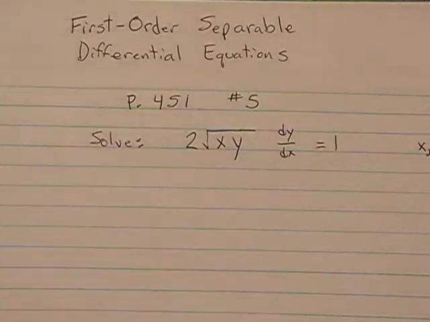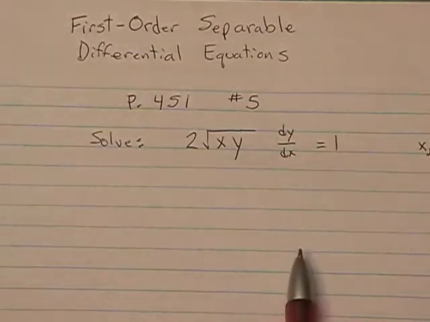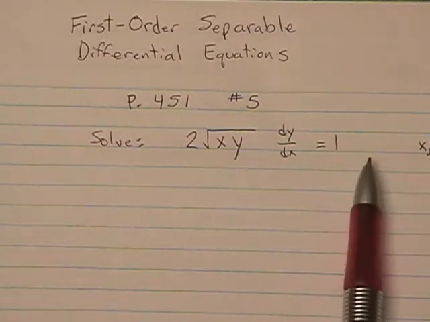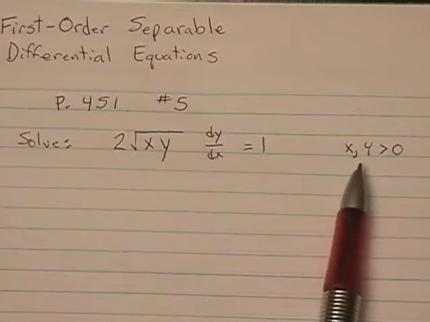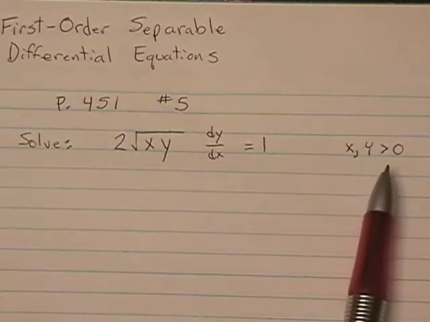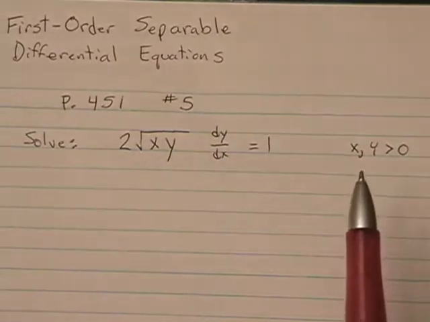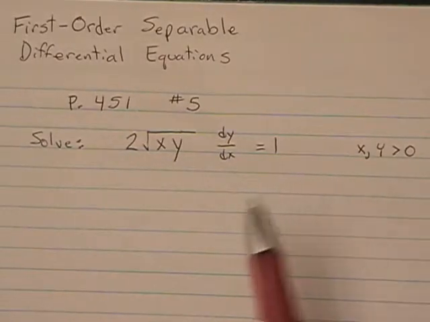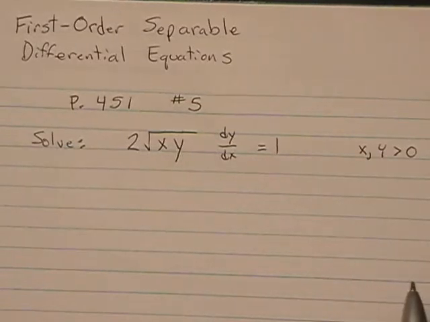The problem is that we need to solve 2 times the square root of xy dy dx equals 1. And they've indicated that x and y are both greater than 0. The reason they did that is because otherwise this square root would get a little crazy, wouldn't it? Can't have a negative number underneath the radical.